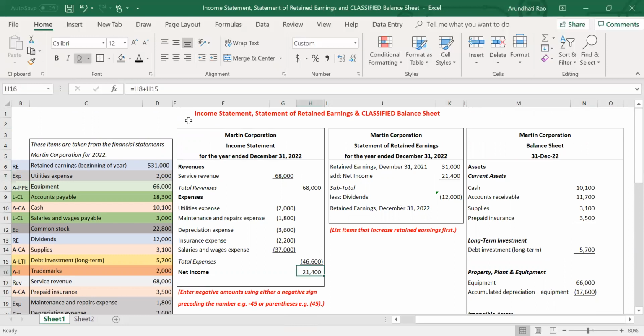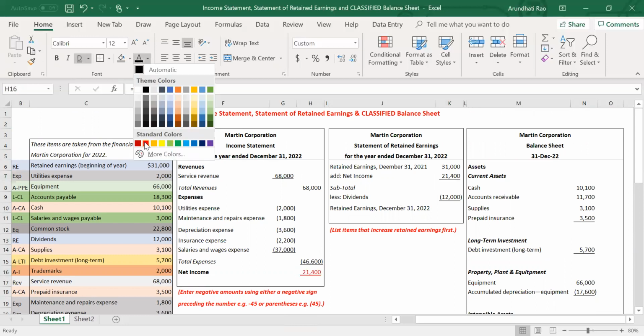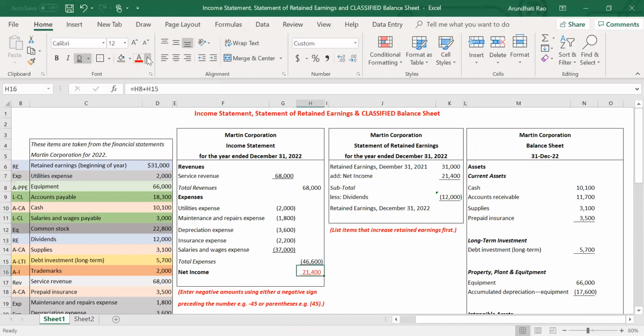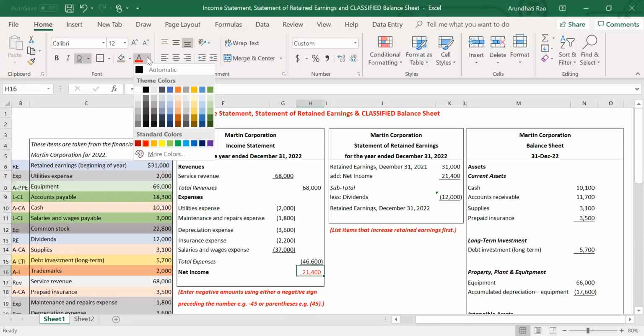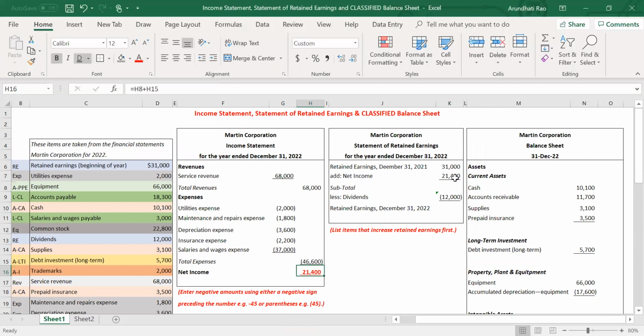So let me put this in a color that we can see. Probably red is not a good choice, but that's fine. That number comes through over here. So I had 31,000 from the previous year. I earned 21,400, giving me 52,400 available for the stockholders. 12,000 is given out as dividends. So what remains with me is 40,400.